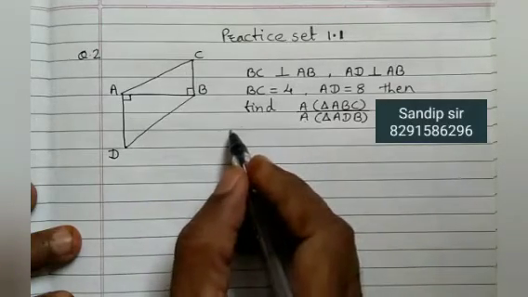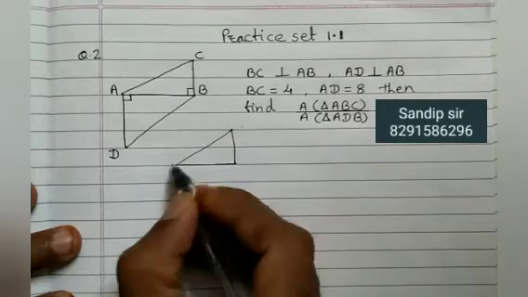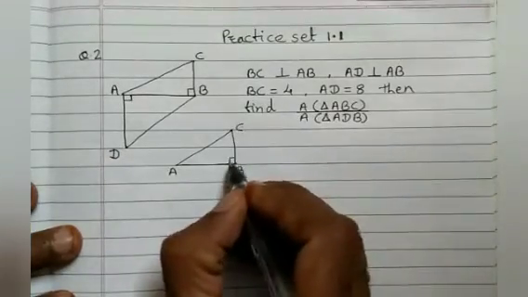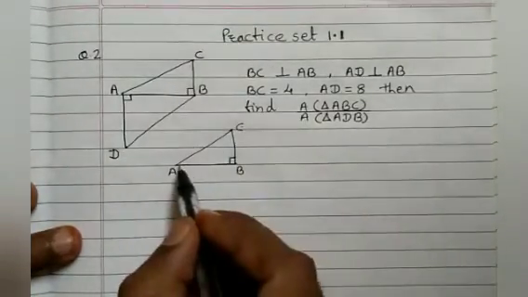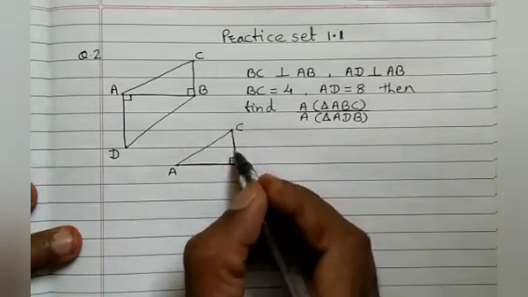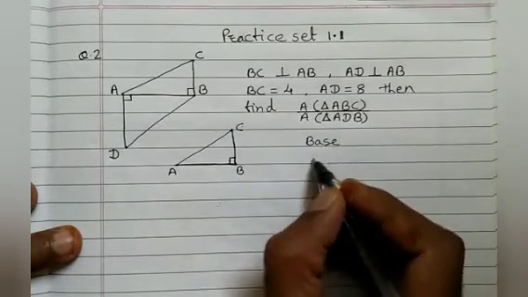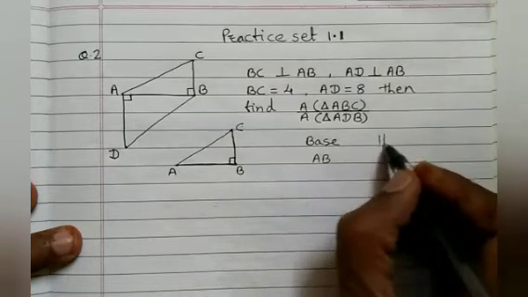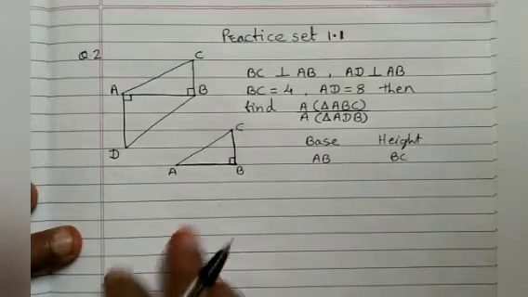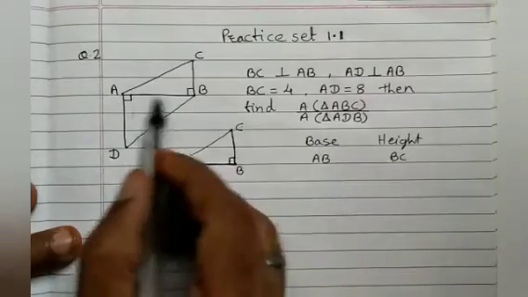So I just draw it separately. ABC. This is not part of the answer. I just draw triangle ABC separately. Now here AB is the base and BC is the perpendicular, meaning height. So what is the base? Base is AB, and what is the height? Height is BC for the triangle ABC.